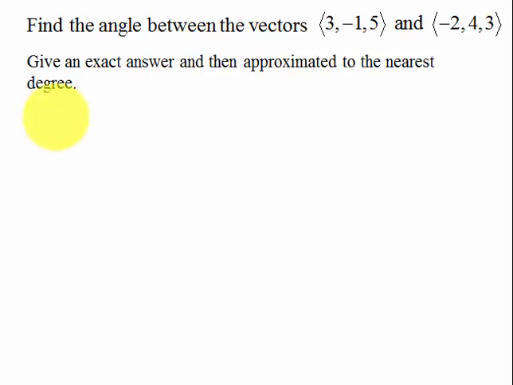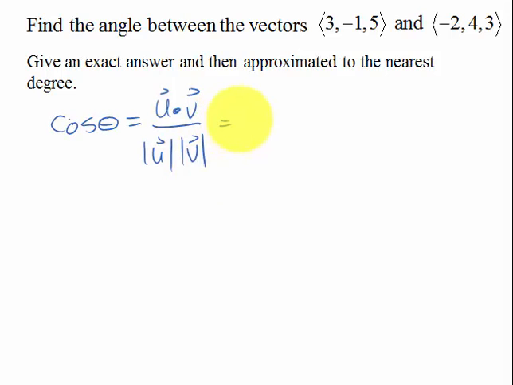We want to find the angle between two vectors, and we know that cosine of theta equals u dot v, so the dot product of the two vectors, divided by the magnitude of u, magnitude of v. So that's what we're going to compute. So let's go ahead and do the dot product.